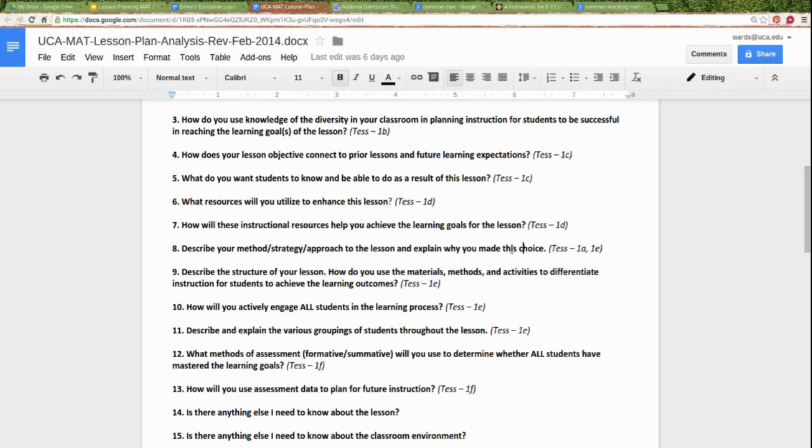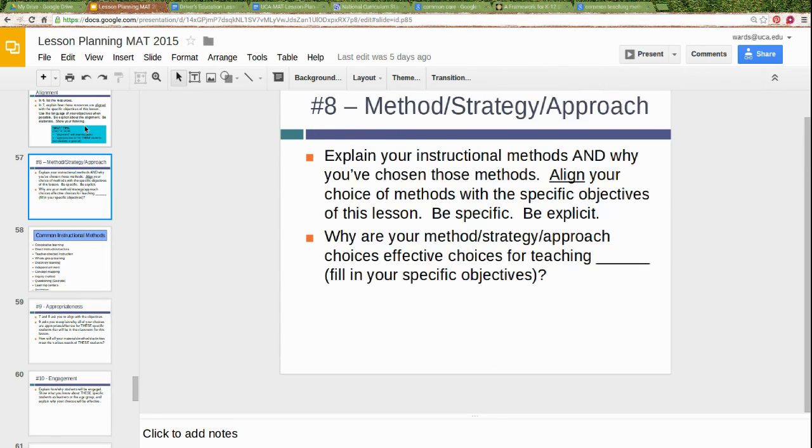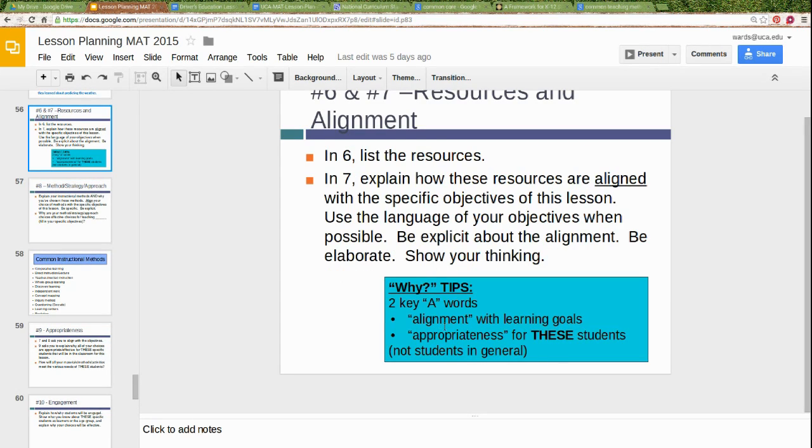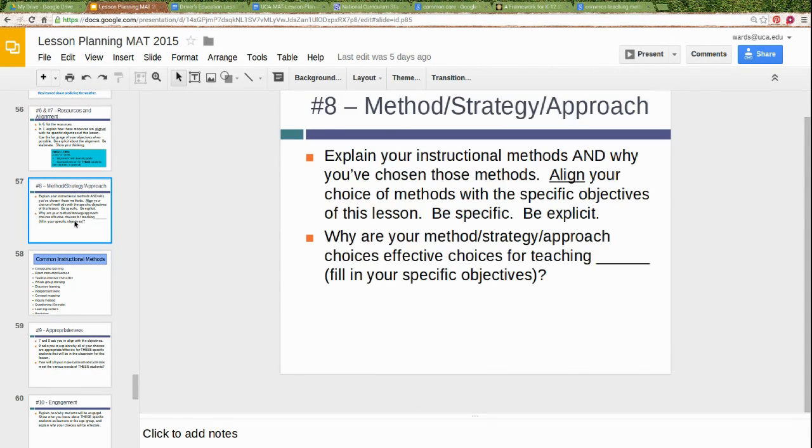How do you answer the why? You think about those 2 A words. Your reasoning for doing that ought to be because you feel like that method closely aligns with your goals, or you feel like that method is particularly appropriate for not just students in general, but for these particular students because of some quality that they have. And that's how you do that one.